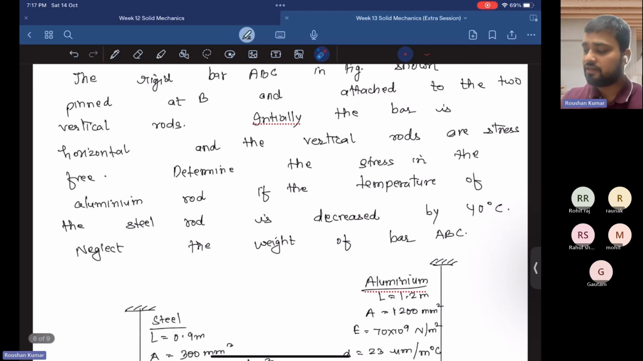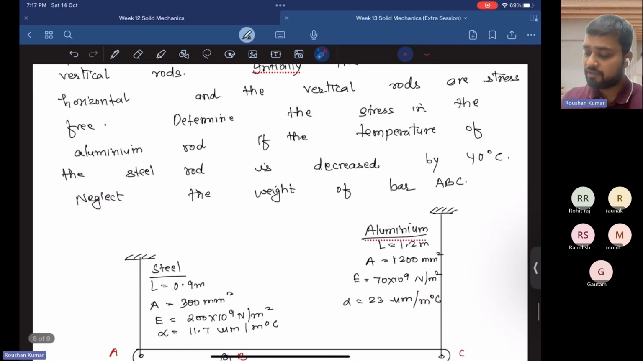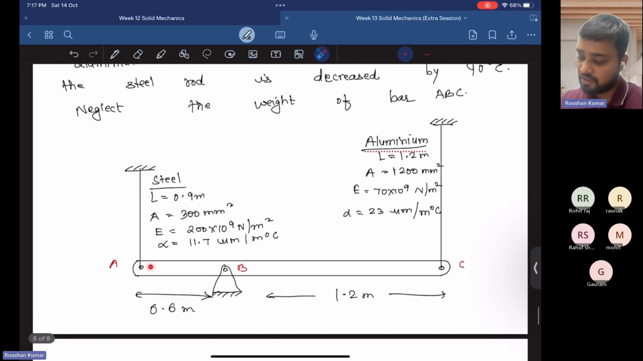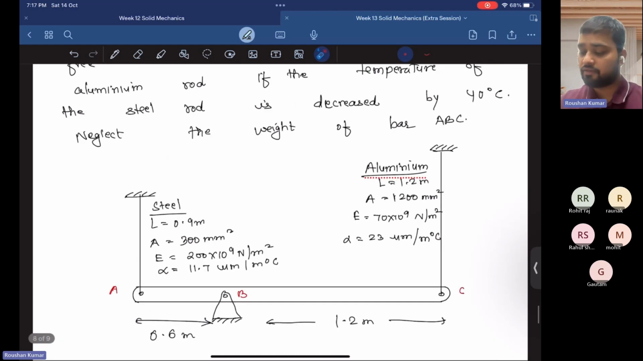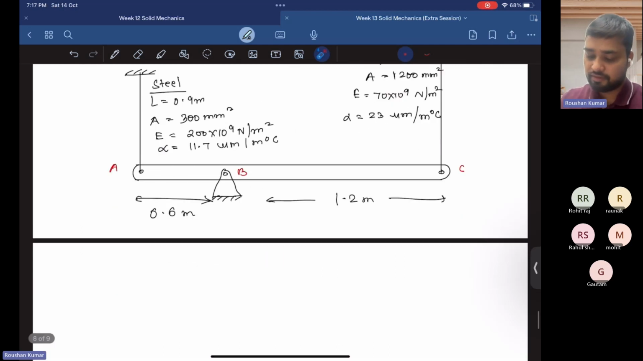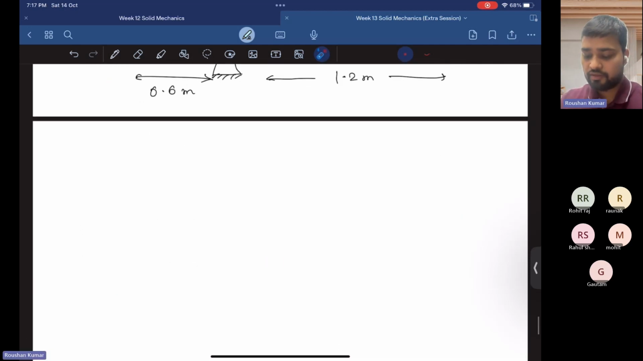Now the question is, determine the stress in the aluminum rod if the temperature of the steel rod is decreased by 40 degrees Celsius. So there is a temperature decrease in the steel rod of 40 degrees Celsius. We have to find the stress generated in the aluminum rod, and neglect the weight of the bar ABC. So we will solve this question first.